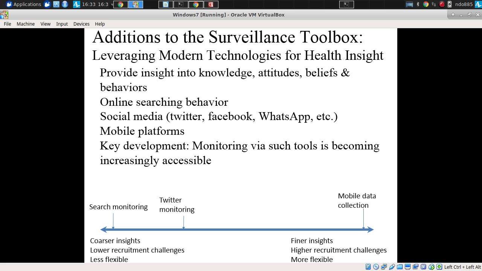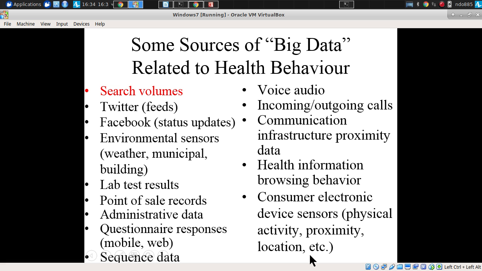We're dealing in the big data area for health with a wide variety of types of data that are available. On the one hand, I'll be talking about search monitoring, gathering aggregated data on a daily basis about search volumes from certain regions that may be taking place with respect to certain search queries, all the way through to mobile data collection via wearables and smartphones. And generally, the further right you go here, it's finer insights, greater recruitment challenges, more flexible, and greater concerns about privacy.